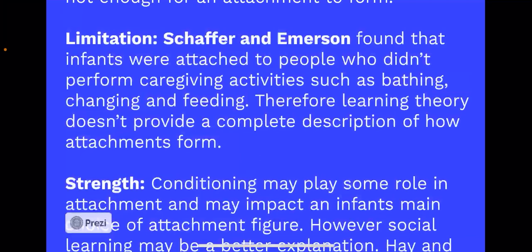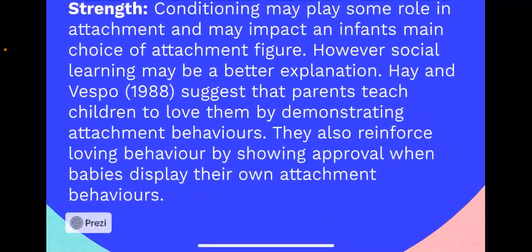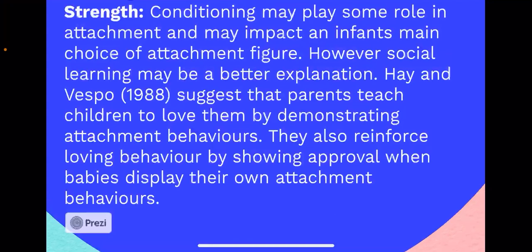Another limitation is that research by Schaffer and Emerson found that infants were attached to people who didn't perform caregiving activities such as bathing, changing, and feeding. This therefore suggests that learning theory doesn't provide a complete description of how attachments form. So it only focuses again on one key factor with regards to forming an attachment, but Schaffer and Emerson found that infants attached to other individuals who didn't provide caregiving or didn't provide food to the infant, but they still had attachment to other individuals.